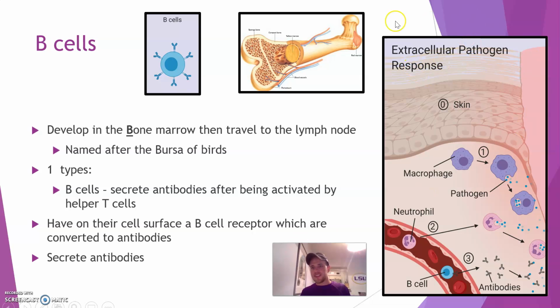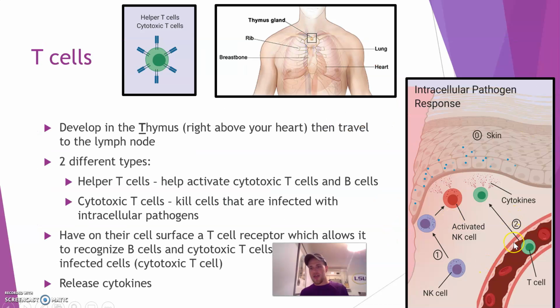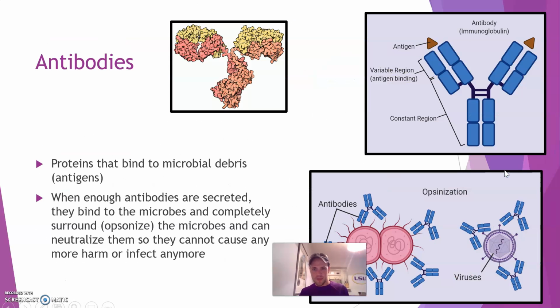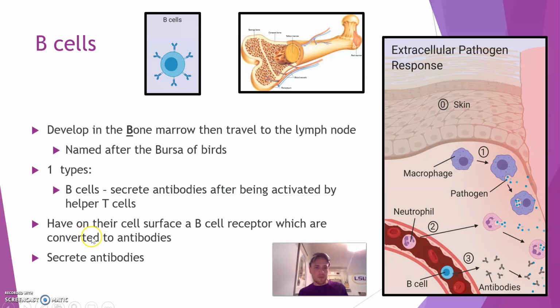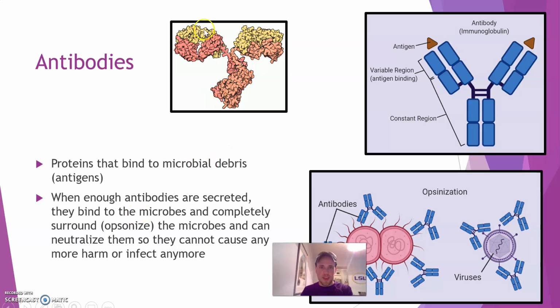And B cells are involved in the extracellular pathogen response, while cytotoxic T cells, this is a cytotoxic T cell right here, are involved in the intracellular response. So B cells secrete these antibodies, and the way that antibodies work, so antibodies are also proteins. So they've got this structure here. We've got this antibody here, and as you can see, it kind of forms a little Y, and there are a lot of diagrams that depict antibodies as a Y.